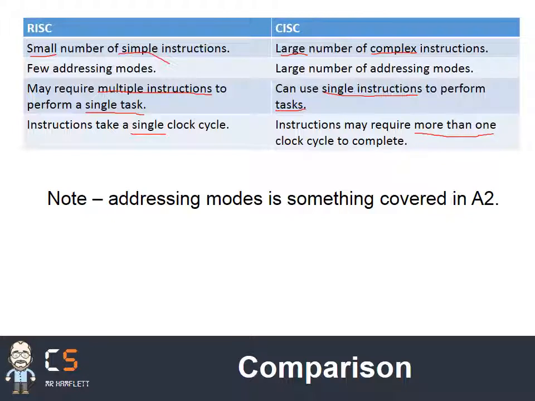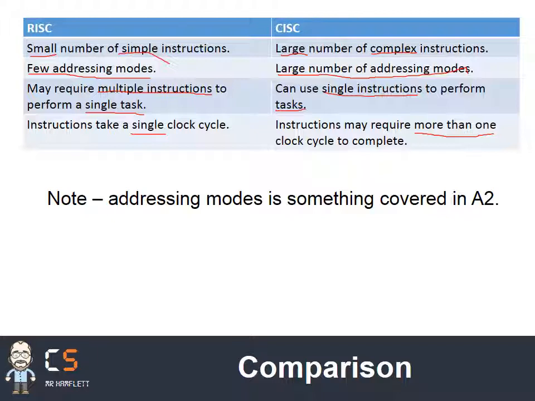Now, just going to come back to addressing modes. We've not really talked about addressing modes in any great detail. So, RISC has few addressing modes, CISC has a large number of addressing modes. The key difference here is few and large. We're going to talk about addressing modes in detail in A2. So I'm just going to very briefly give a kind of in-the-air explanation. We know what a memory address is: it's the location of where we find data. Addressing modes are the way we go about accessing that data.